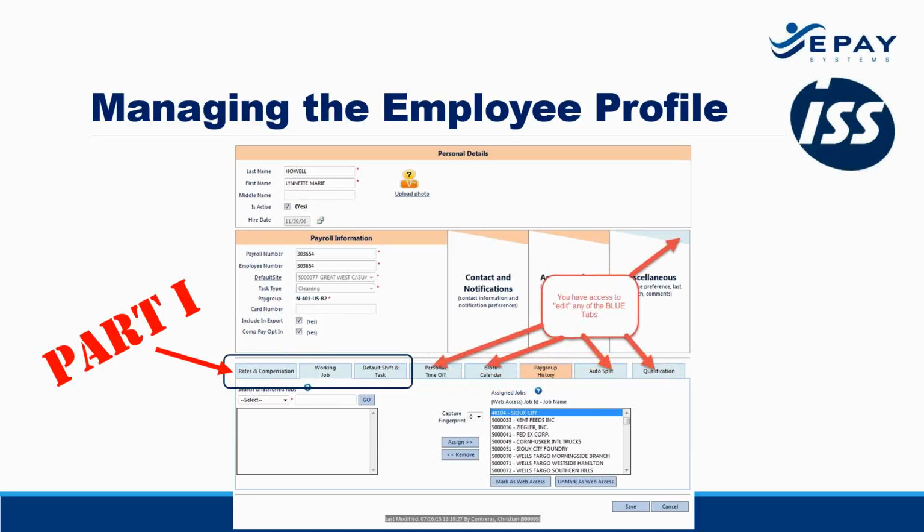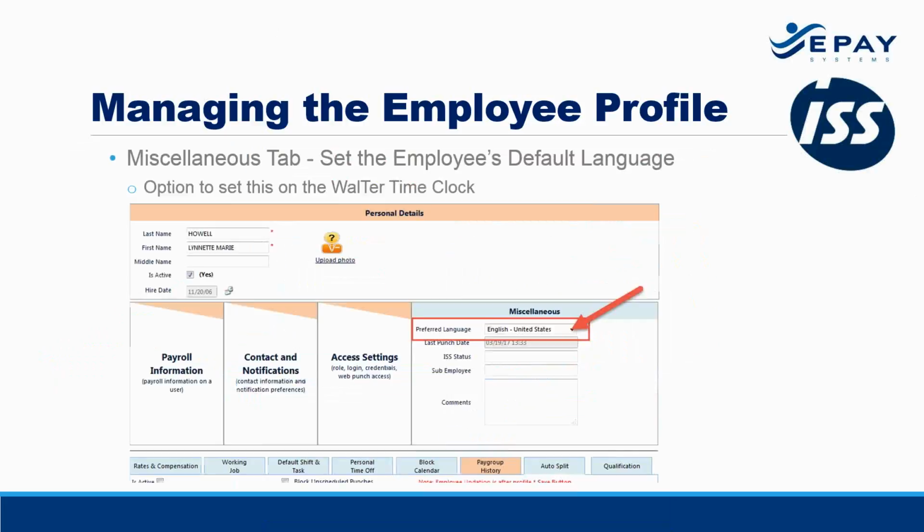Let me discuss one piece of information before we get to the tabs. There is a blue area up here, kind of hidden, but it's called the miscellaneous. I call it the miscellaneous tab, but it's not really a tab. It's kind of just an area on the employee profile. But this miscellaneous section is where you can actually go through and set one cool feature for your employees. Now, this particular tab has a field selection there called preferred language, where you can actually set the preferred language for that particular employee.